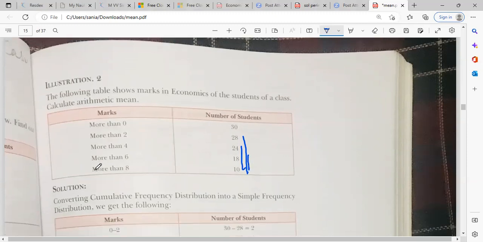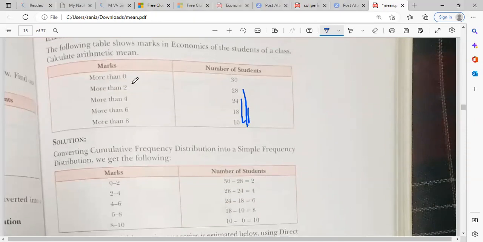Over here again, you will make it like this: 0 to 2, 2 to 4, 4 to 6, 6 to 8, and 8 to 10. Over here, you will subtract: 30 minus 28, 28 minus 24, 24 minus 18, 18 minus 10, and after 10 it's nothing, so 10 minus 0. Clear?